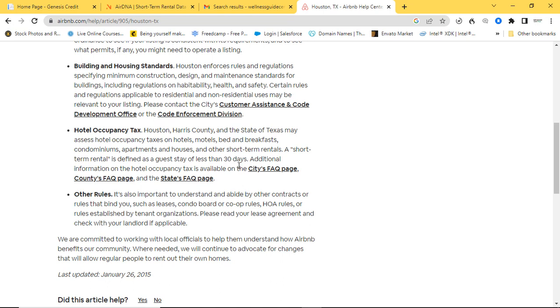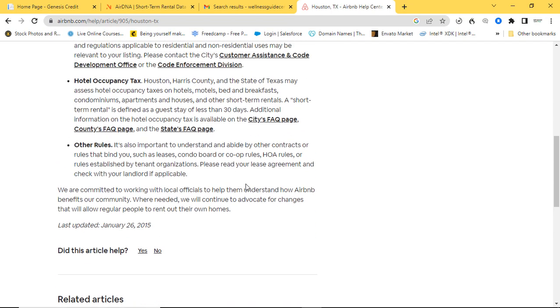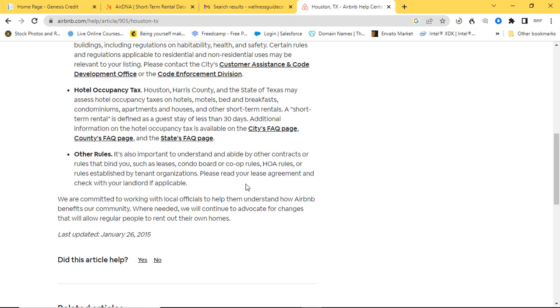So anytime you have something set up where you're making money and the setup or stay is for less than 30 days, it falls under these requirements. It falls under this ordinance. It falls under possibly the hotel occupancy tax regulation and all of the other rules. So you need to understand this stuff first and foremost.